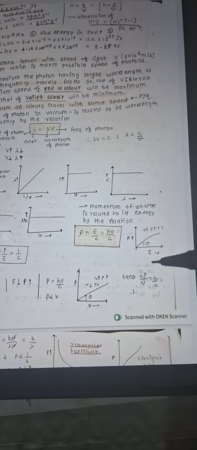Next, the momentum of a photon is related to energy by the relation p equals E by c, which is h nu by c. If we draw the graph between p and nu, it is a straight line. And if energy increases, the graph is a straight line, and tan theta here is h by c, as we can draw the graph here.